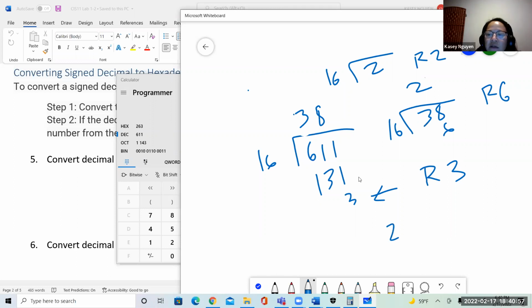So you're going to start recording 263 here. Then once you have this, you are going to find the 2's complement. So 2 subtract 15 is going to give you 13. And 13 is going to be D. Okay. 6 subtract 15 is going to give you 9. And then 3 subtract 15 is going to give you 12. But we got to do a +1. So that will be 13 again, right? So that will be D, to the base 16.